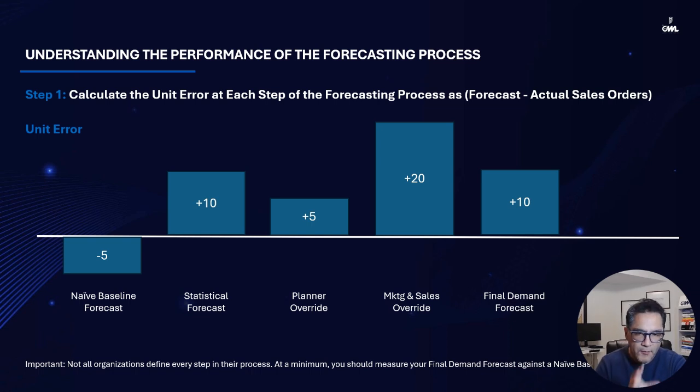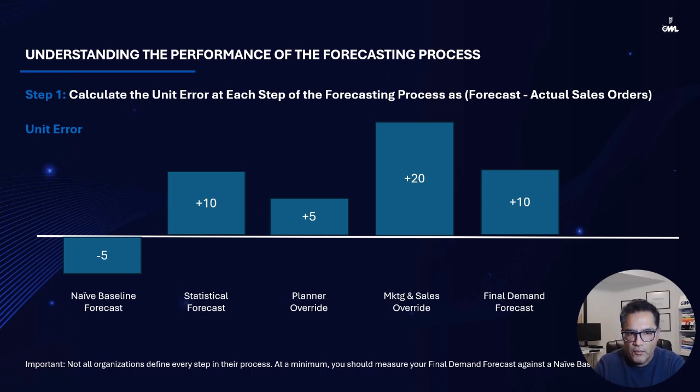But the more important thing is that I'm using the numbers just to illustrate the process, the framework, and what steps you should take. Step number one is that you need to calculate the unit error at each step of the forecasting process. The formula you typically use is that you take the forecast in units and subtract the actual sales orders. Remember, there are various people within the process forecasting different numbers. In this case, the naive forecast was 95 units, minus the 100 units that came as actual sales orders, so that's why it's -5.